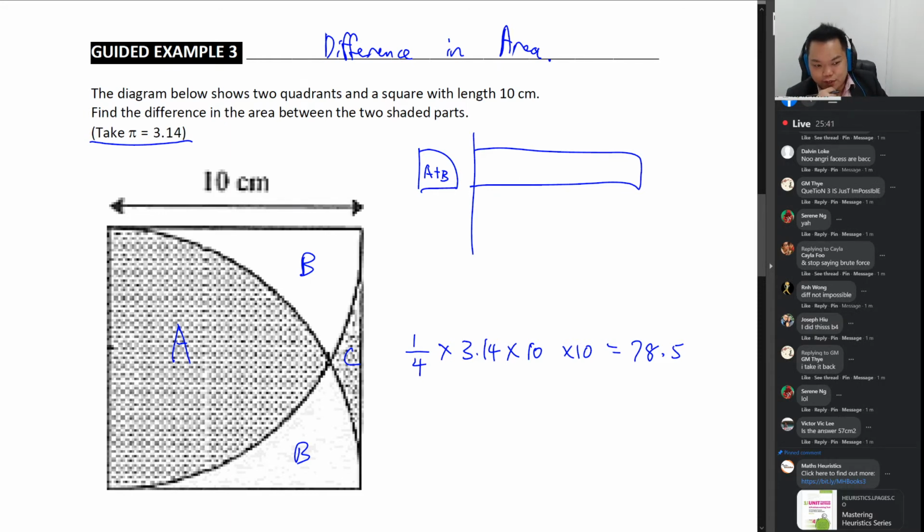Okay, Victor, you're correct. Okay, so this whole area here is 78.5 cm squared.